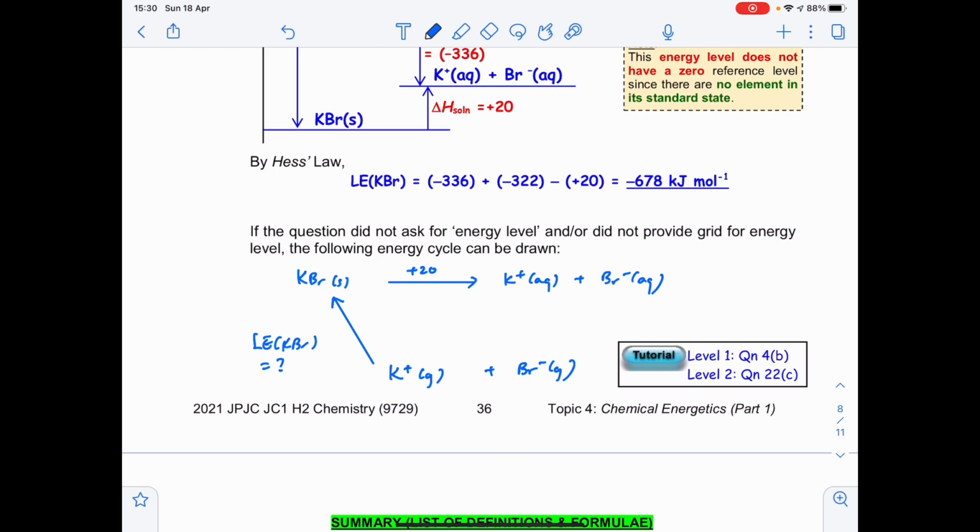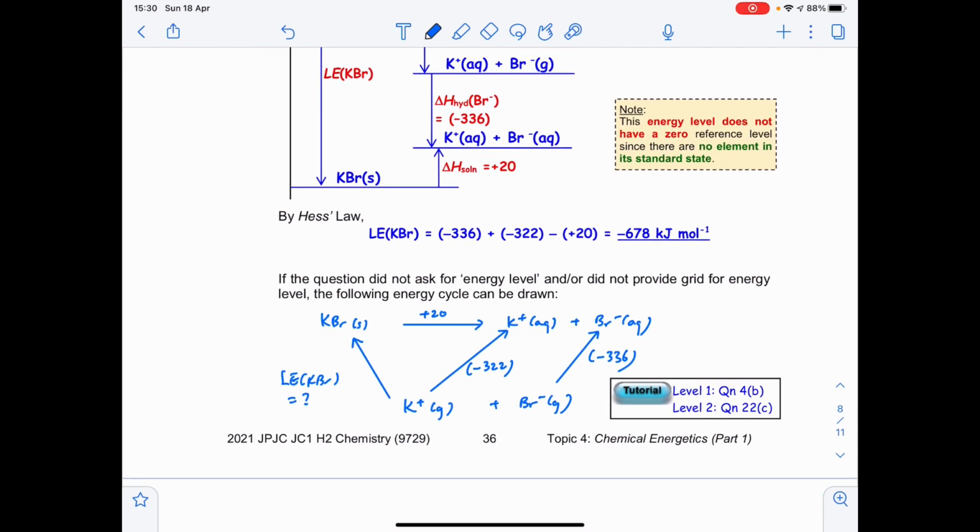Then the gaseous ions will undergo hydration. So hydration of K+ ion is given to you as minus 322. And the bromide ions will undergo hydration. So this process is given to you as minus 336. So you can apply Hess's law to this simple energy cycle, and you get the same answer.